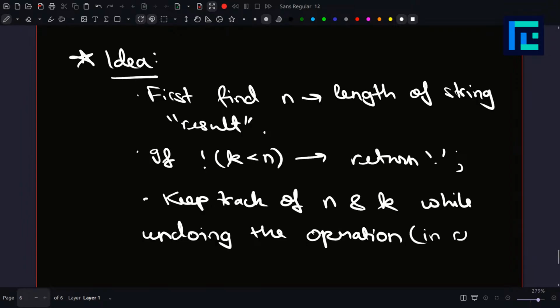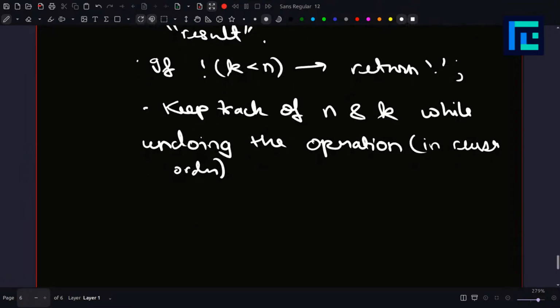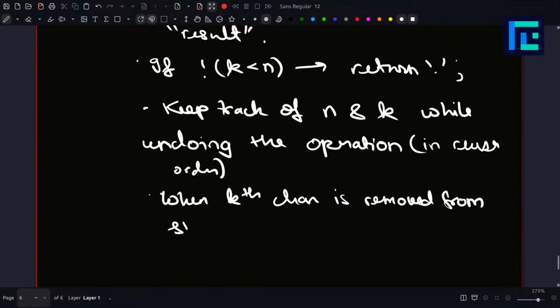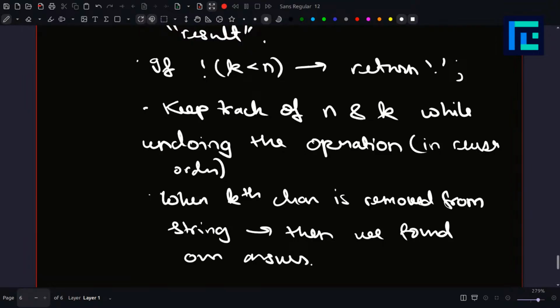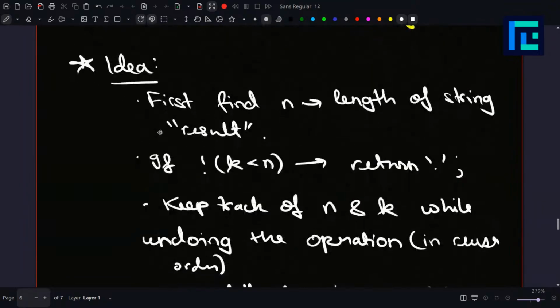Okay. In reverse order. And then when we're doing the operations in reverse order, when the kth character is removed from the string, then we have found our answer. So whichever character is removed, that character will be the answer. Okay. And let me just make more sense of this.